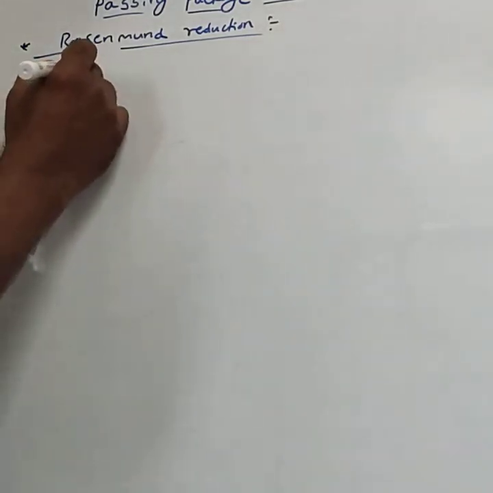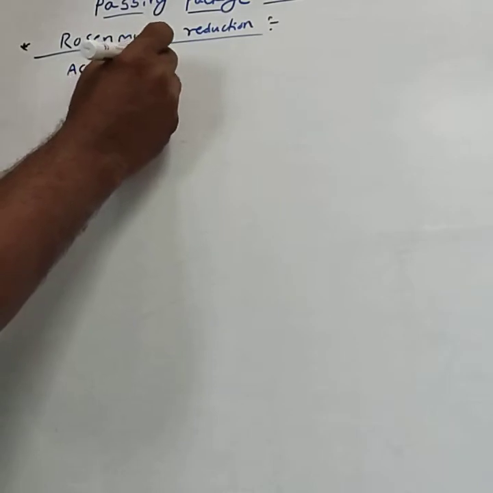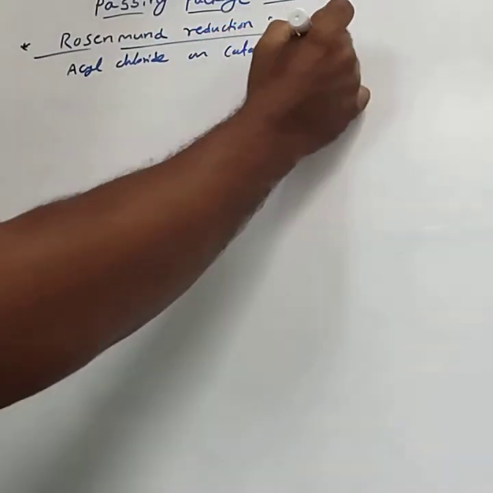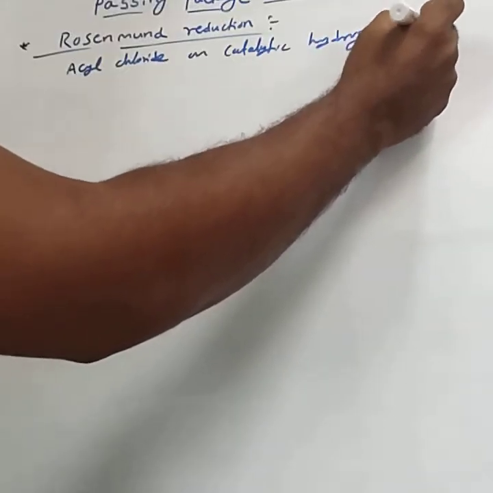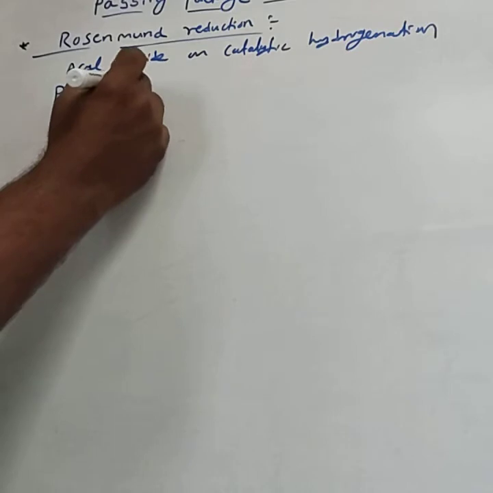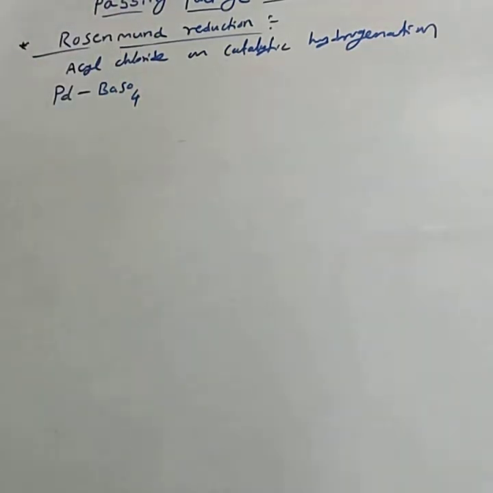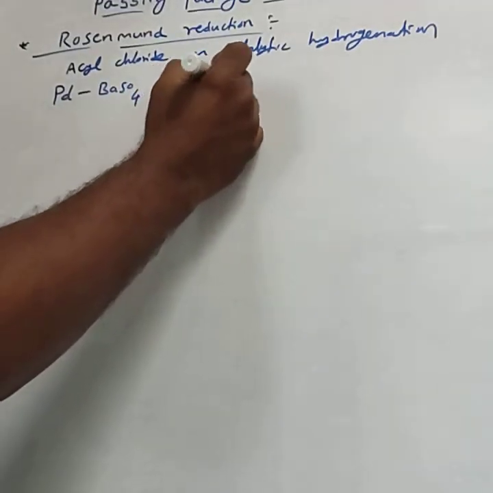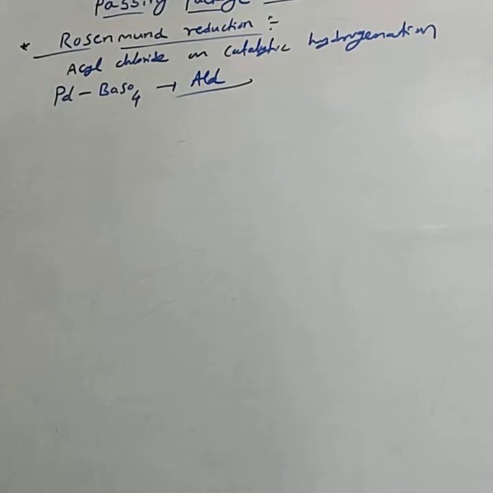In Rosenmund's reduction, the statement is: acyl chloride, or you can call it acid chloride, on catalytic hydrogenation by using palladium catalyst supported by barium sulfate, aldehyde is formed. This reaction is called Rosenmund reduction.